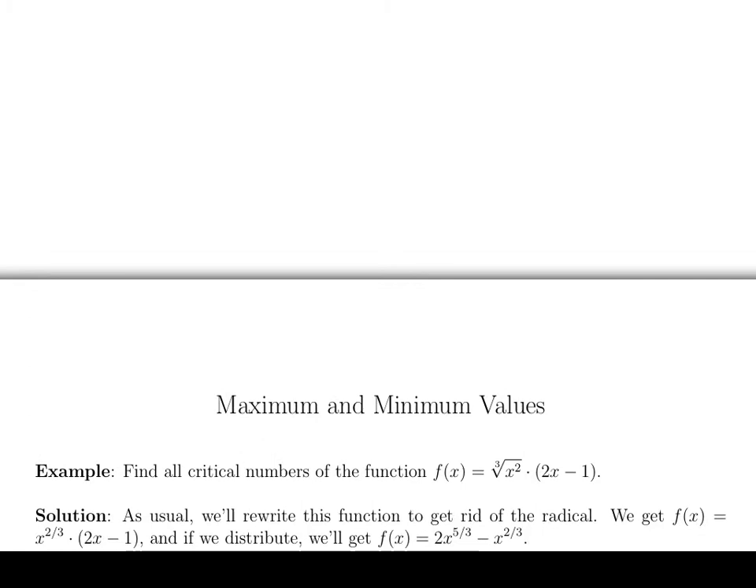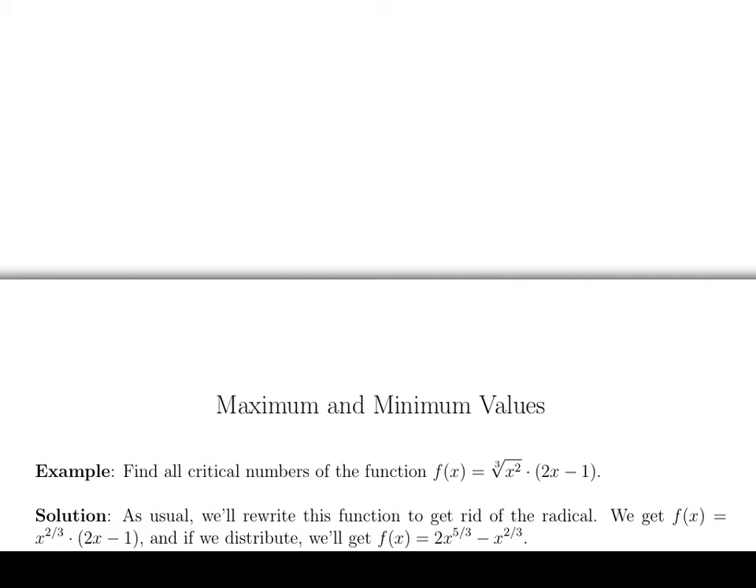The first thing we'll do is rewrite the function so that we can get rid of the radical. So this cube root of x squared will turn into x to the 2/3. And then if we distribute, we'll get f of x equals 2x to the 5/3 minus x to the 2/3. Now double check the algebra. Make sure that you really believe that this is what we get in simplifying this expression. Don't just take my word for it.